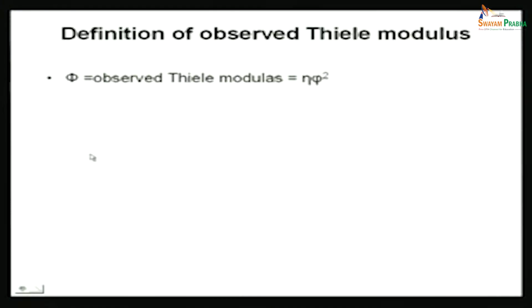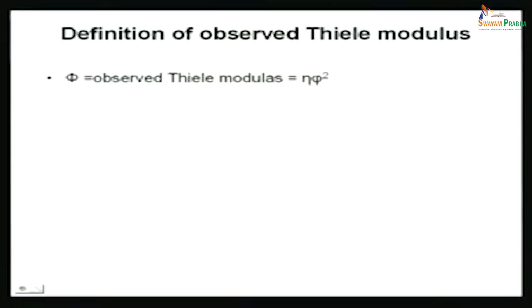So my observed Thiele modulus. Now we come up with the expression for the observed Thiele modulus. If you remember, the Thiele modulus is the diffusion time scale over the reaction time scale, right? In other words, if the Thiele modulus is much larger than 1, it means the reaction is much faster than diffusion, and if the Thiele modulus is much smaller than 1, it means the reaction is much slower than diffusion, right?